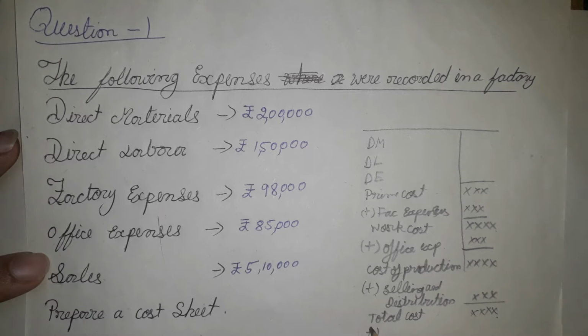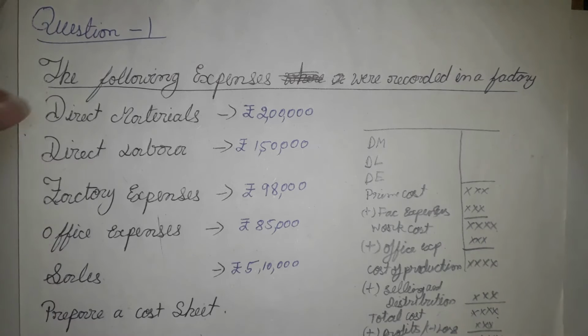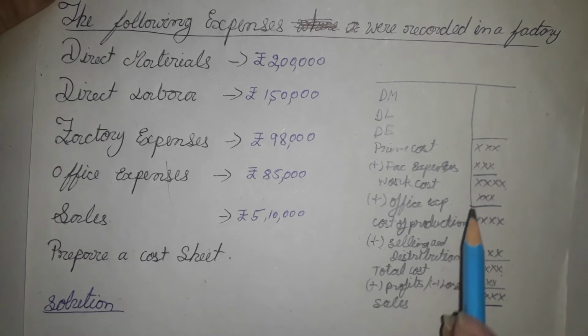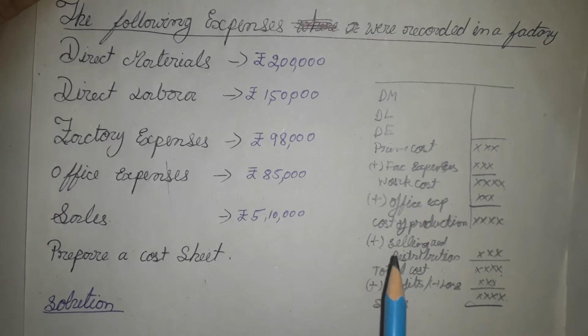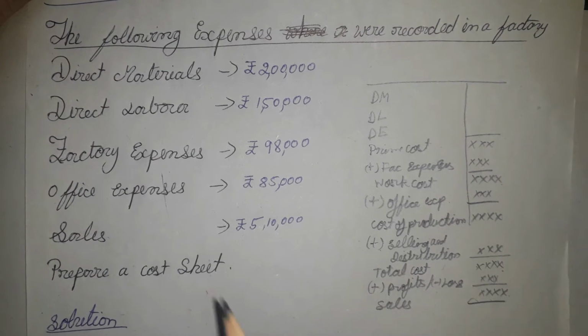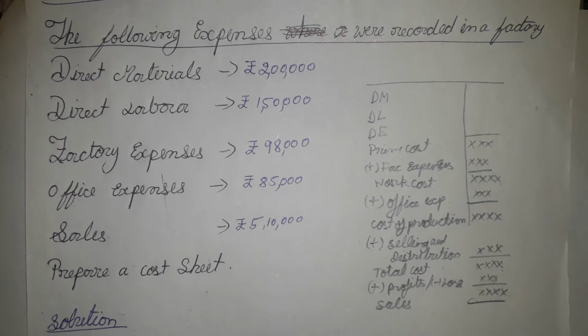To this, we either add our profits or subtract our losses to arrive at our sales. Okay, this is our cost sheet. So this is our cost sheet basics. Okay, this is how a cost sheet works. So let us see how this question is, right? What this question says and what details have been given in this question.